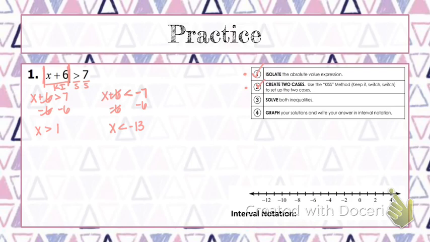So let's go ahead and graph this. X has to be greater than 1, not equal to though. So here's 1, and we want it greater than. It's an open circle because it cannot equal 1. And then x is less than negative 13. So here's negative 13. It is not included. And our interval notation is negative infinity to negative 13 with a parenthesis in union with positive 1 to positive infinity.